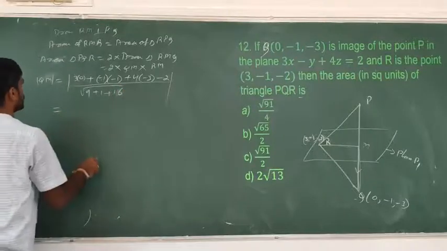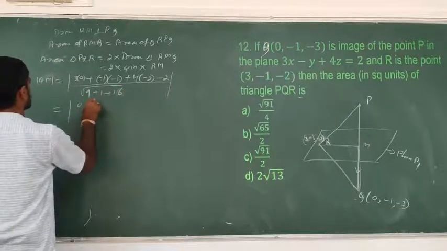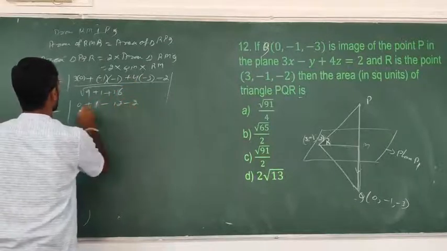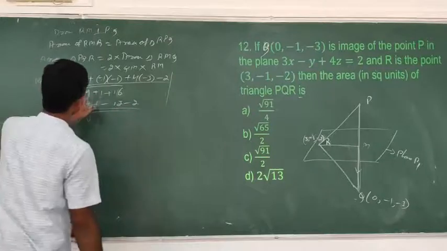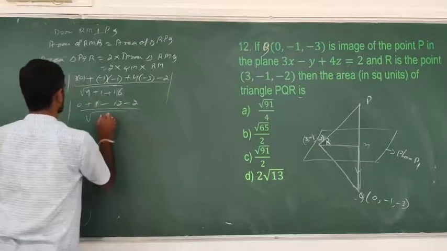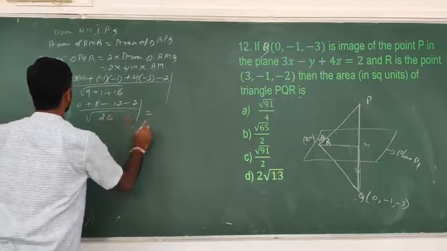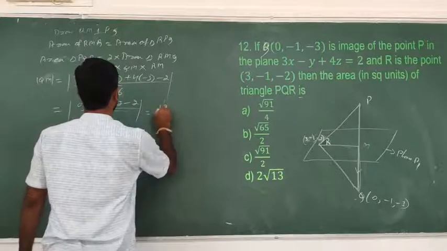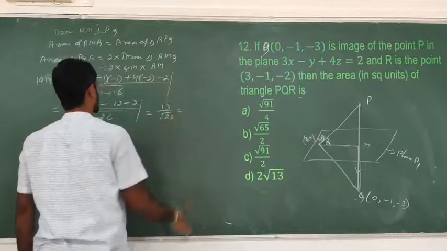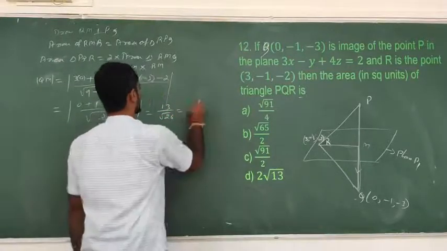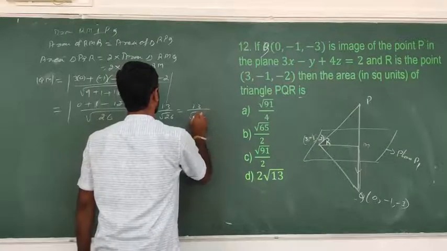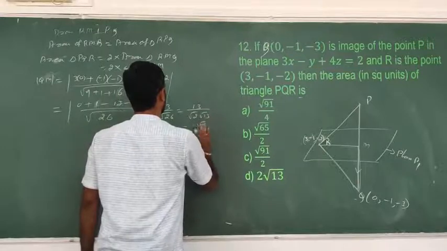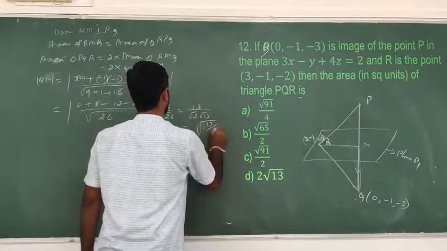So this is equal to 3 into 0 plus 2 into 1, that is 2, minus 4 into 3, that is 12, minus 2, divided by the square root of 9 plus 1, that is 10, plus 16, that is 26. So that is equal to minus 2 minus 12 minus 2, that is minus 14, plus 1, that is 13, divided by square root of 26. This can be written as 13 divided by root 2 into root 13, since 26 is 2 times 13, that is equal to square root of 13 divided by 2, square root of 13 by 2.